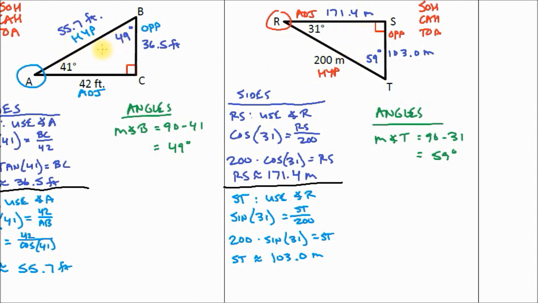Look at our first question. Hypotenuse is 55.7, that is the longest side. 41 degrees is smaller than 49. That means this side, opposite, better be smaller than this side, which is across from B, 42, and that makes sense. So our answers look like they are making sense. This is how to solve a right triangle.